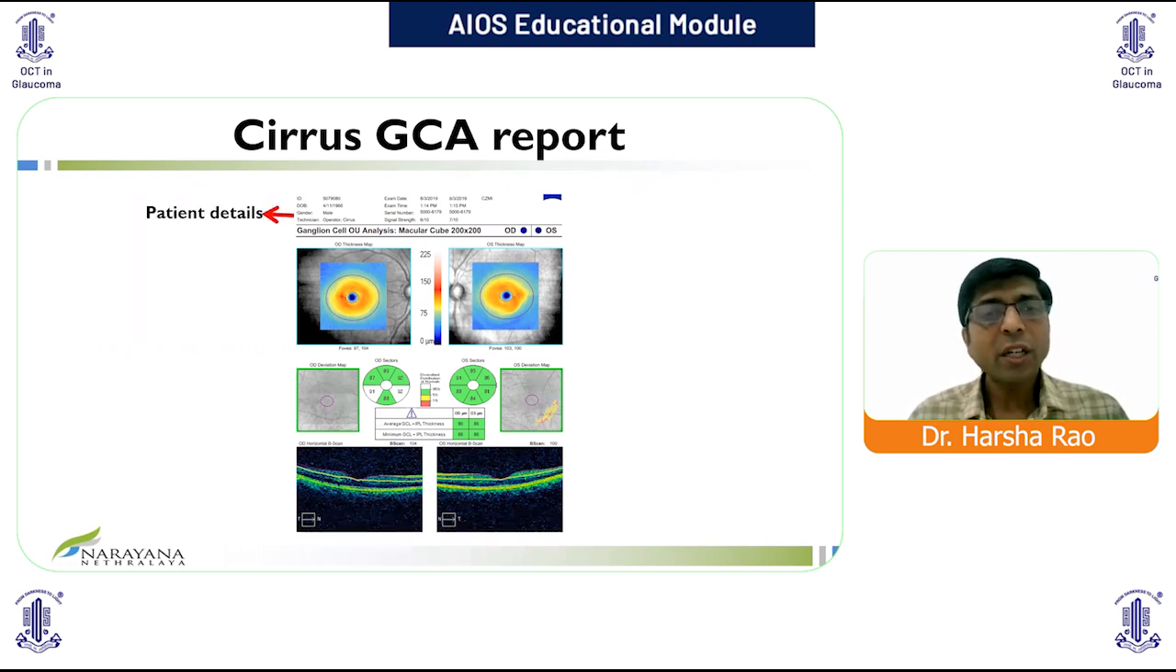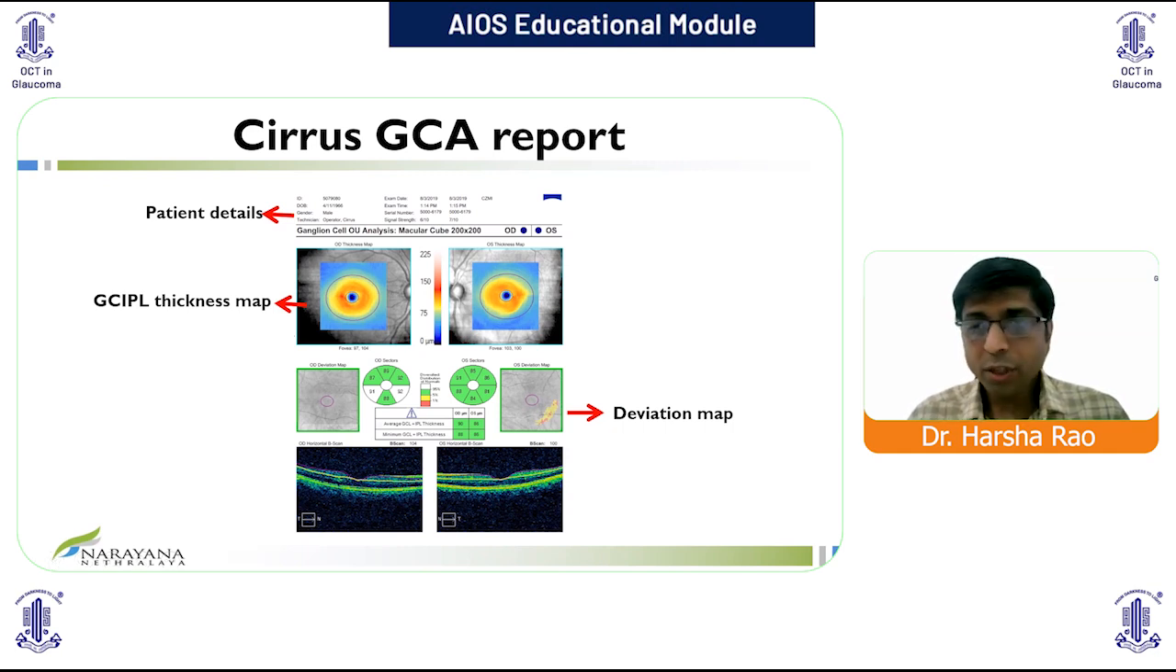And once again, interpretation starts with patient details, the date of birth and signal strength being the important parameters to pay attention to. Then the GCIPL thickness map, very similar to the RNFL thickness map. The thickness is represented using pseudo colors. Brighter the colors, the reddish, orangish, yellowish, thicker is the GCIPL.